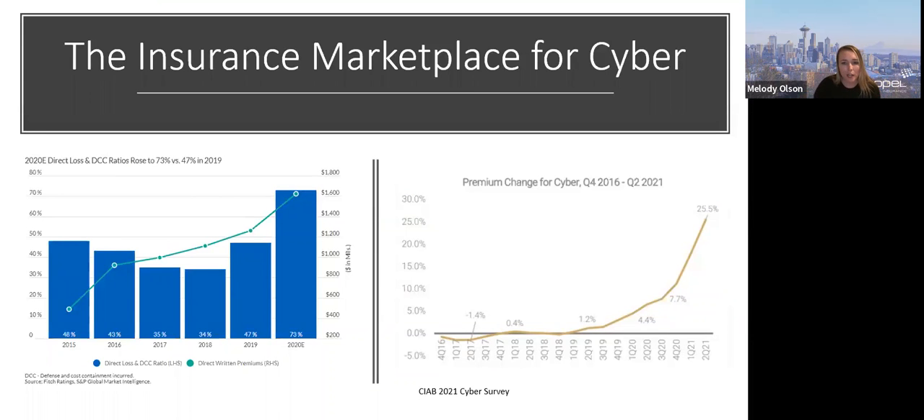So just a couple more graphs, but basically it's saying 2021 was a year of high claims and higher premiums being charged, and markets reacting and adjusting according to the craziness of the cyber attacks. Next slide.